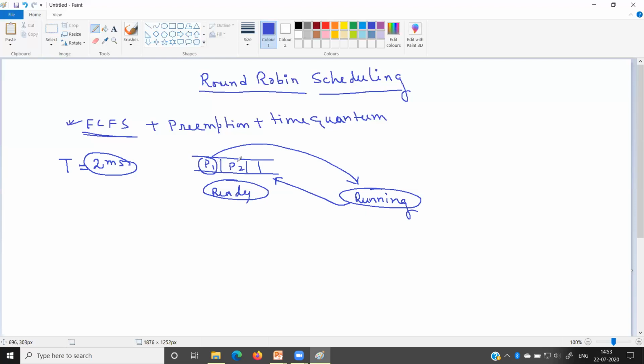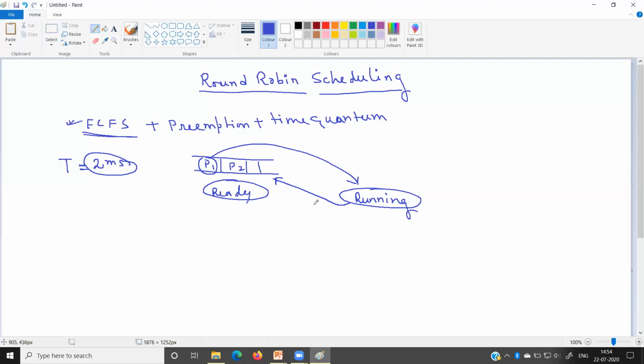And then P2 will be selected and again it will be assigned to the running state for the execution. Again, after the completion of the 2 milliseconds, P2 will come back and be stored inside the ready queue, and as there are no other processes, P1 will again get the chance for the execution and P1 will be assigned to the running state.